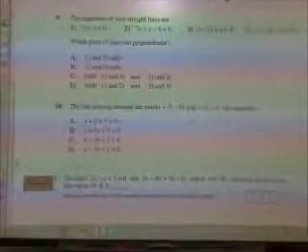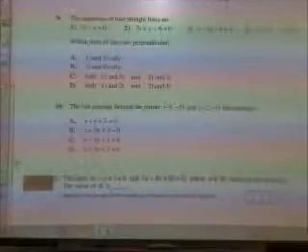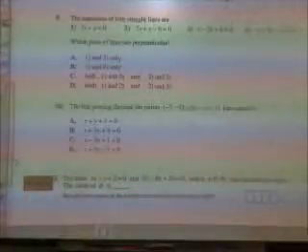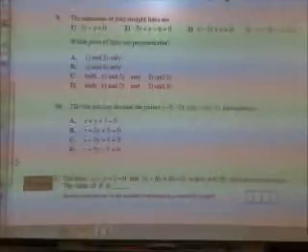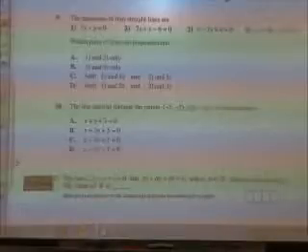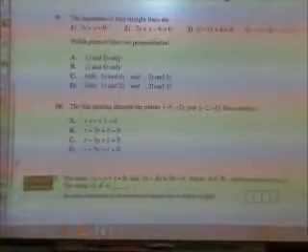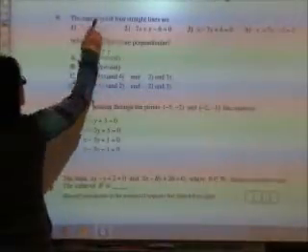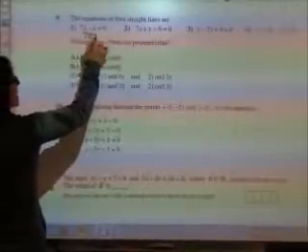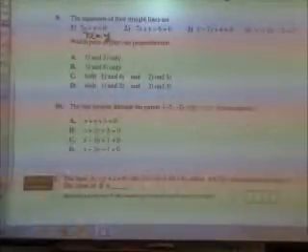Okay, question number 9. The equations of 4 straight lines are given. Which pairs of lines are perpendicular? So what do I need to know about my lines? Their slope. I need to know the slope of each of these lines, so I need to isolate the y. In 7x minus y equals 0, that becomes easy. The y goes to the other side.